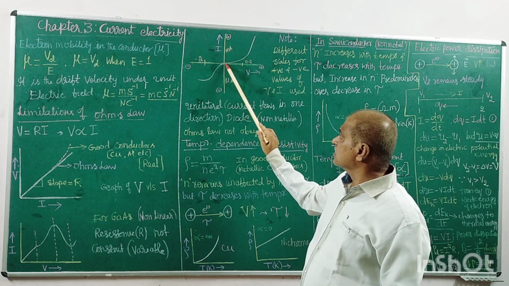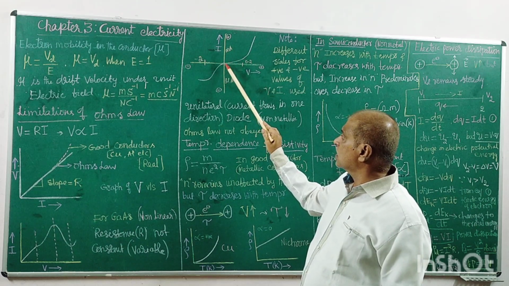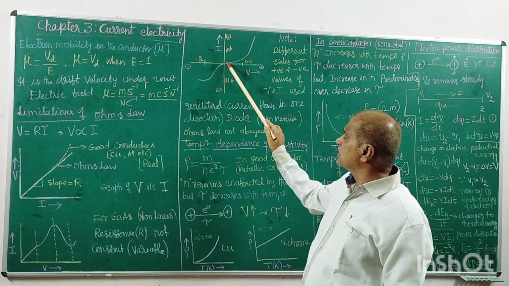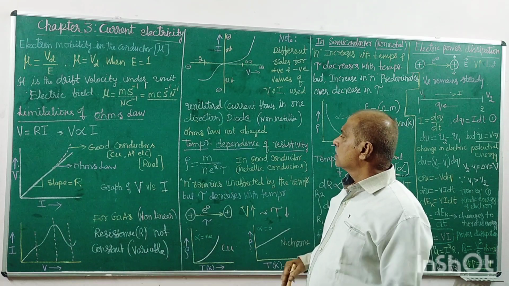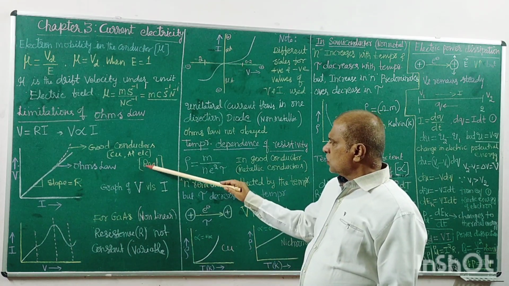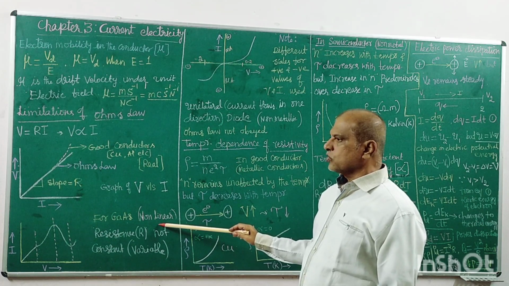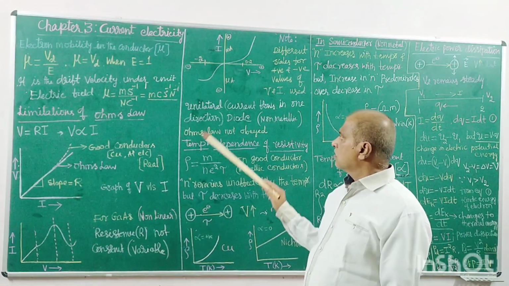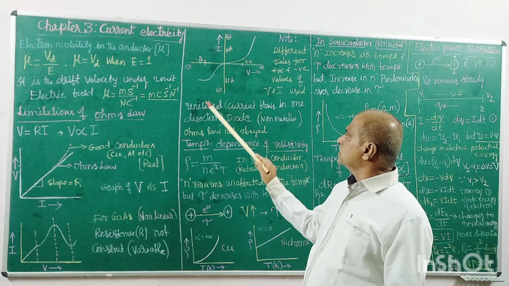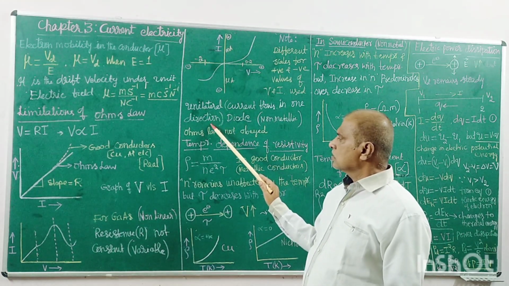When the voltage is reversed, we see that the current is almost nil, or a very small amount of current flows when we reverse the potential. But these two conductors are bilateral: current flows in both directions. This material is unilateral: current flows in only one direction, not in the other direction.